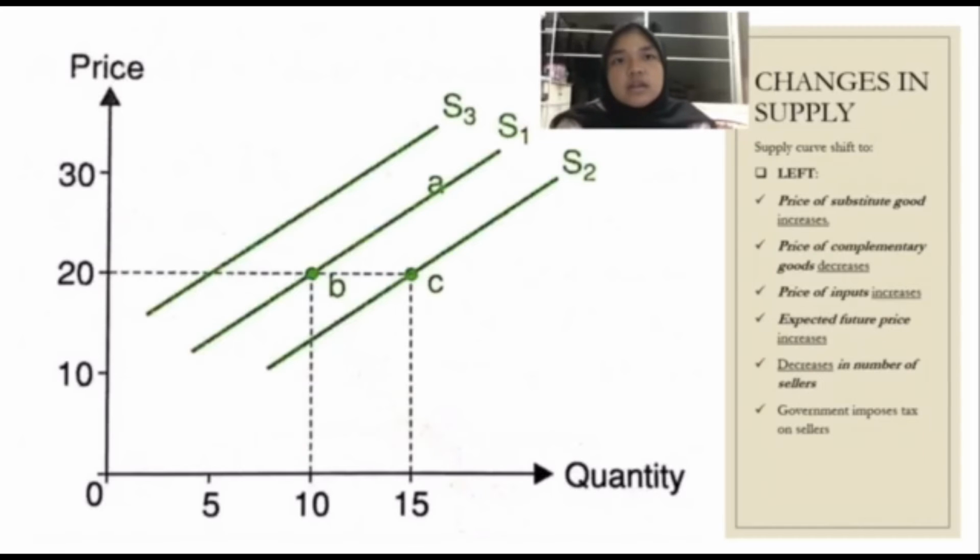And lastly, when the supply curve shifts to the left, the price of substitute goods increases, as well as the price of inputs and the expected future price. The price of complementary goods and the number of sellers will decrease, and the government will impose tax on sellers.